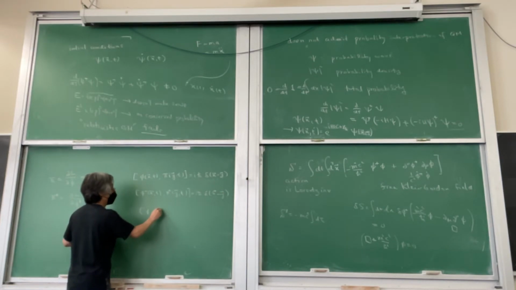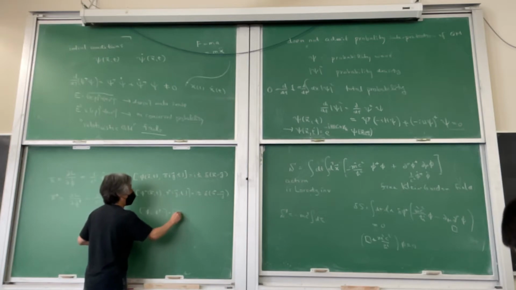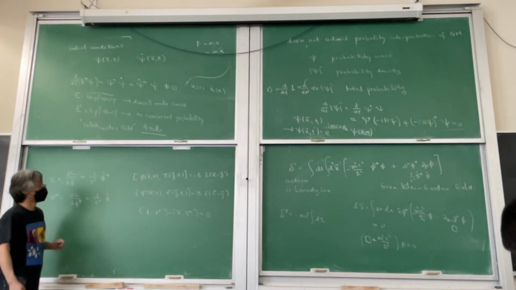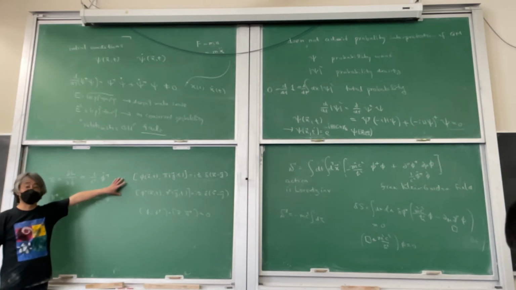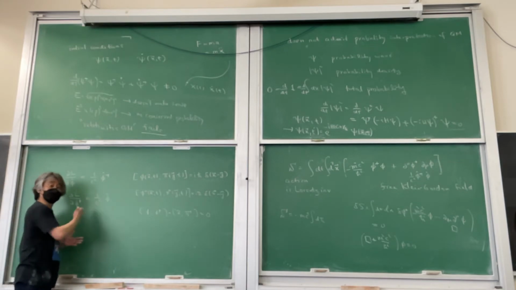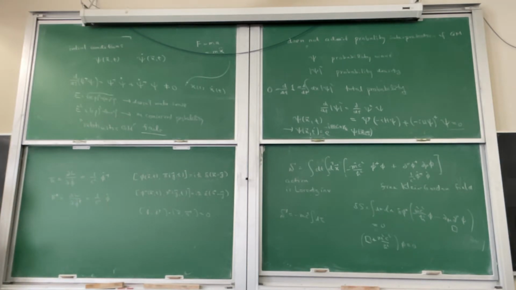And phi's commute and pi's commute among themselves. So this is the canonical commutation relation we used over and over again, right? So this is what we need to build up our Hilbert space. So any questions so far?